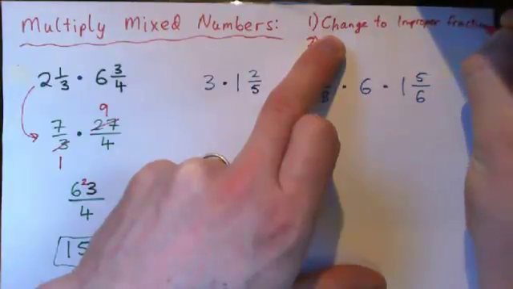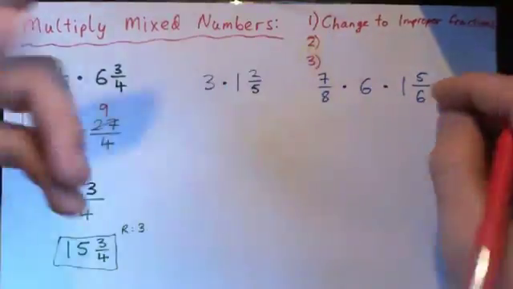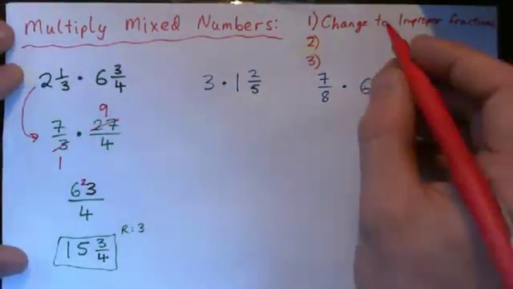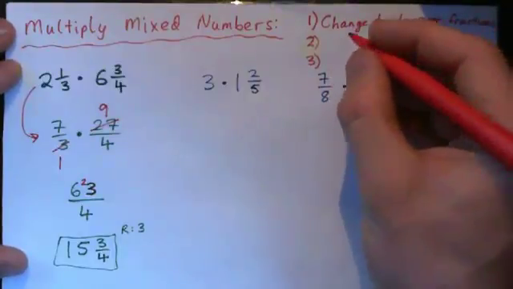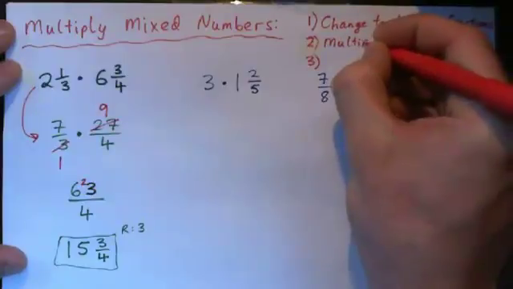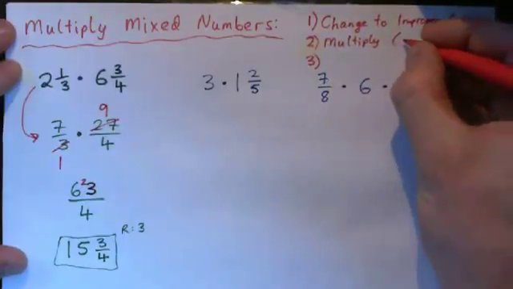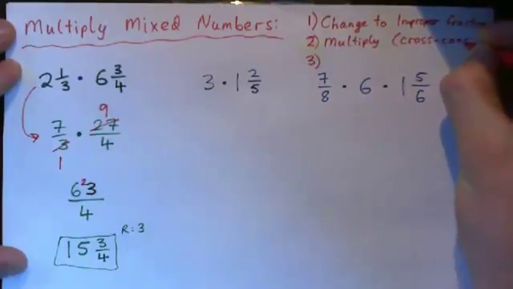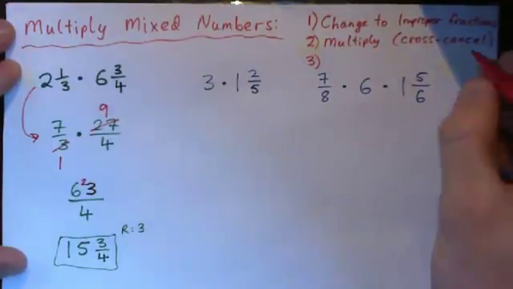To begin with, that's the most important thing. If you change them to improper fractions, the rest is what you already know how to do. So just remember to do that. And the second step, of course, we multiply. And in parentheses, of course, you might need to cross cancel. And we've had practice, so we should know to think about that.